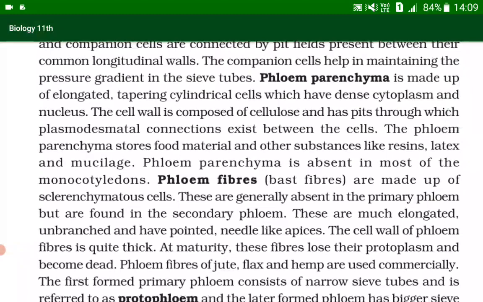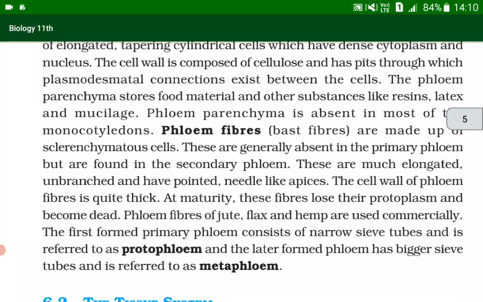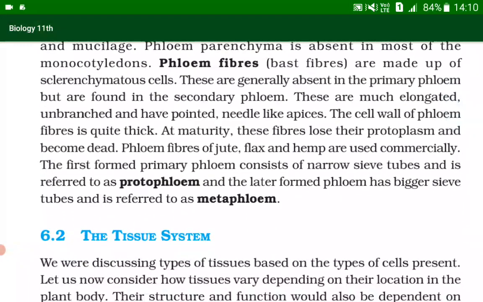Phloem fibers, that is bast fibers, are made up of sclerenchymatous cells. These are generally absent in the primary phloem but are found in the secondary phloem. These are much elongated, unbranched and have pointed needle-like apices. The cell wall of the phloem fibers is quite thick. At maturity, these fibers lose their protoplasm and become dead. Phloem fibers of jute, flax and hemp are used commercially. The first formed primary phloem consists of narrow sieve tubes and is referred to as protophloem, and the later formed phloem has bigger sieve tubes and is referred to as metaphloem.